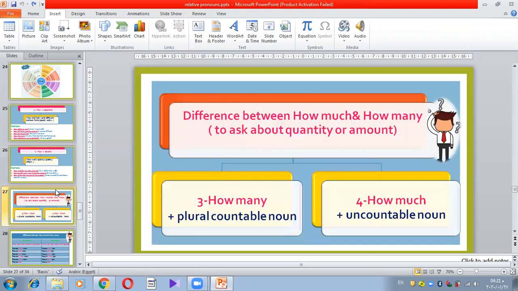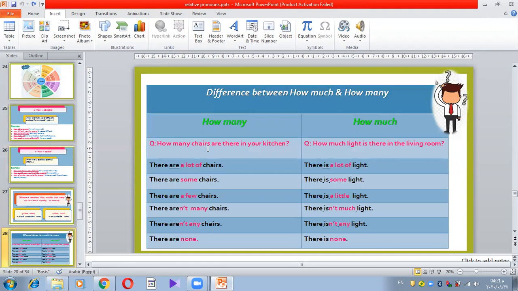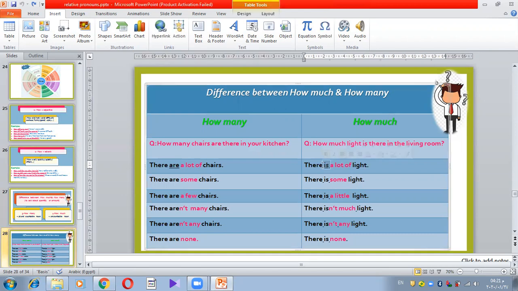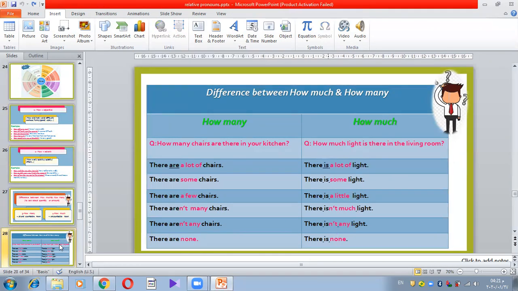Again, what's the difference between how much and how many? How many plus plural countable noun, and how much plus uncountable noun. For example, how many chairs are there in your kitchen? You can answer using a number, or a lot of, some, a few, not many, not any, or none. How much light? The uncountable: there is a lot of light, some light, a little light, not much light, not any light, none. Okay?